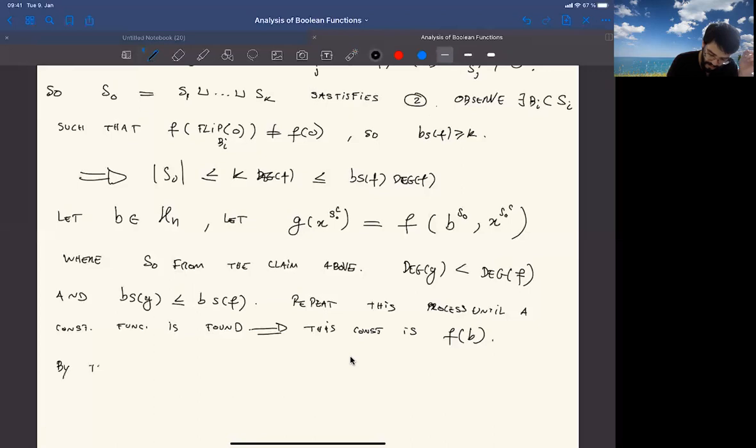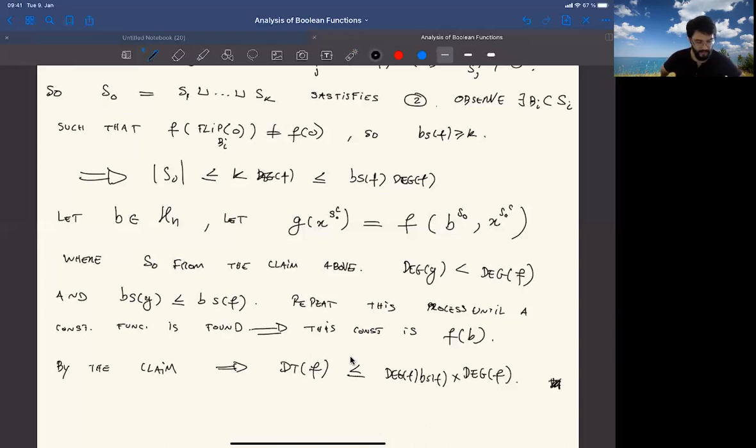So then by the claim, that implies that the decision tree complexity of F is less or equal than what? The total number of steps I take to construct these new functions, and for each one there is an associated S naught set that can be constructed in at most the degree of the particular function you consider at the moment times the block sensitivity of that function, but all of them are bounded by the degree of F times block sensitivity of F. And so then you get the result. Okay.